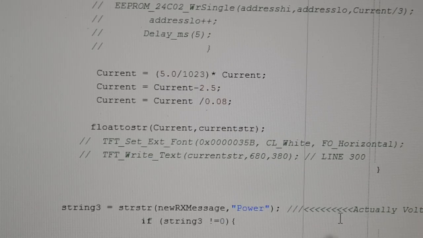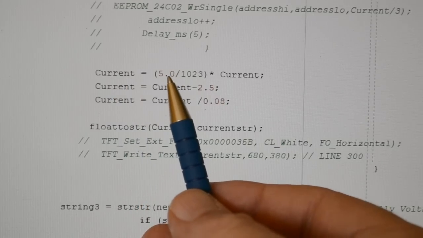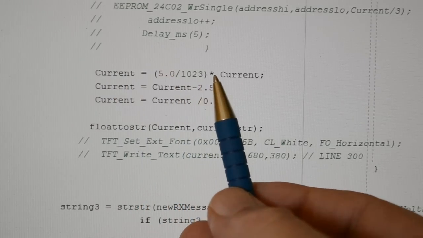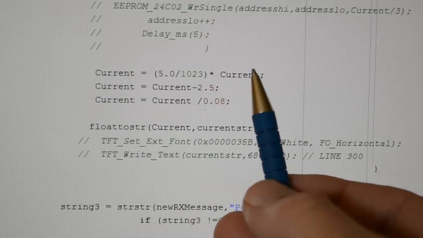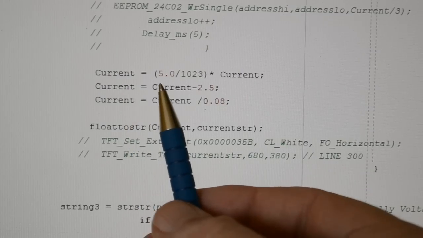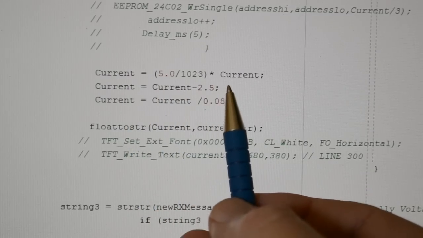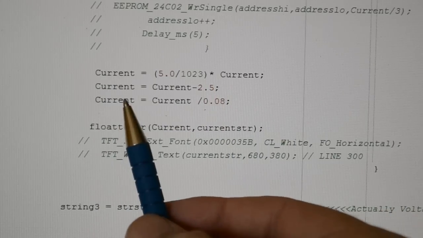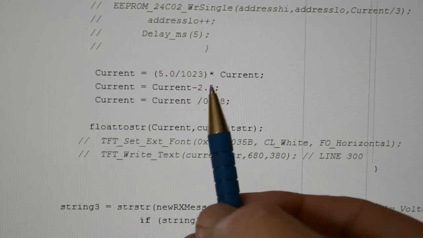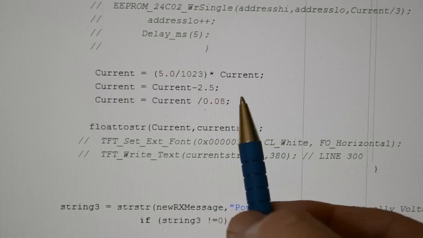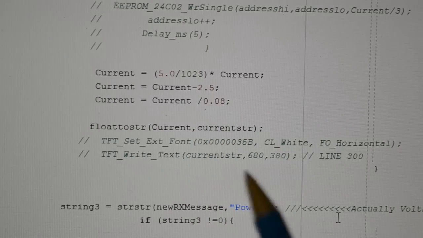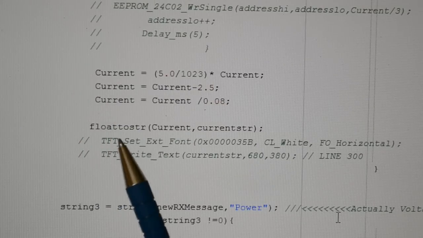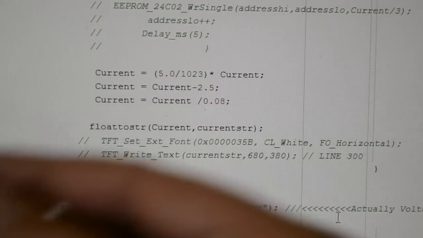The current is equal to 5 volts divided by 1023, times the current. So that's the input. And then the current is equal to the current minus 2.5, because we started off with 2.5 before we've got any current. And then the current is equal to the current divided by 0.08. And then that's all I'm doing, float to string, current, current string. And you saw the current on the TFT.